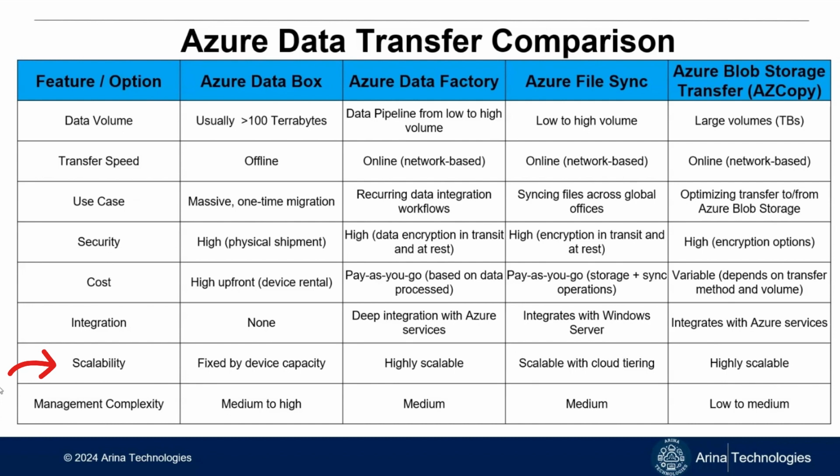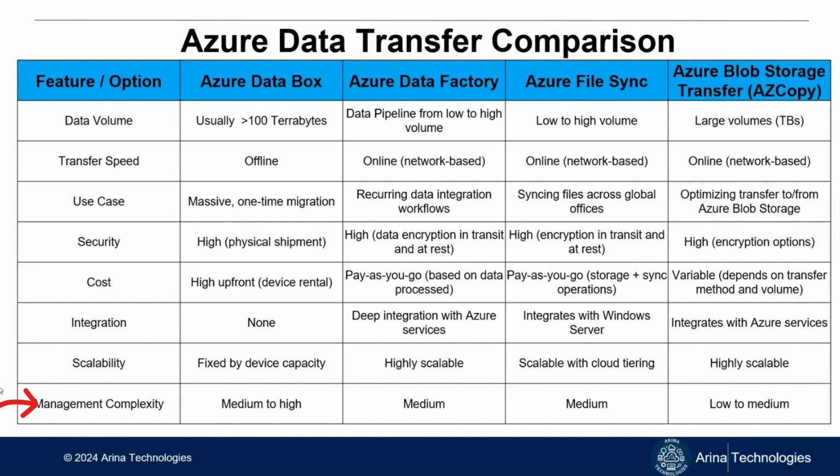Scalability depends on the amount of data you want to transfer, whether you want to have one Data Box or multiple. That is where I put it: it's fixed by device capacity. Data Factory is going to be highly scalable because it's for ETL pipelines, which are known for multiple scalability options. Likewise, File Sync as well, based on the Windows disks that you want to transfer the data from, is very much scalable. And AzCopy, again, is a CLI option, so it could be based upon the code and will be highly scalable.